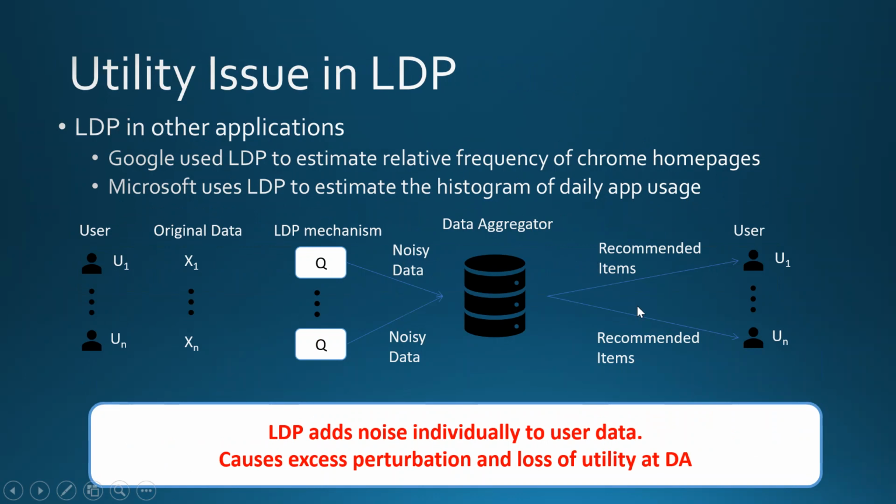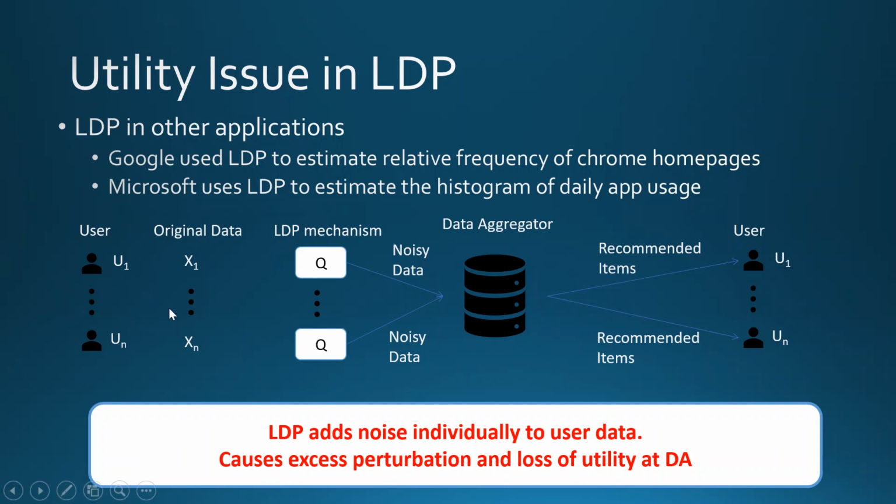But there's a problem in local differential privacy. As I said, local differential privacy is used widely in different applications. Google uses local differential privacy to estimate the relative frequency of their Chrome home page, and Microsoft uses it to estimate the histogram of their daily app usage. So many people use local differential privacy in their applications. However, local differential privacy has a main problem, which is the utility issue.